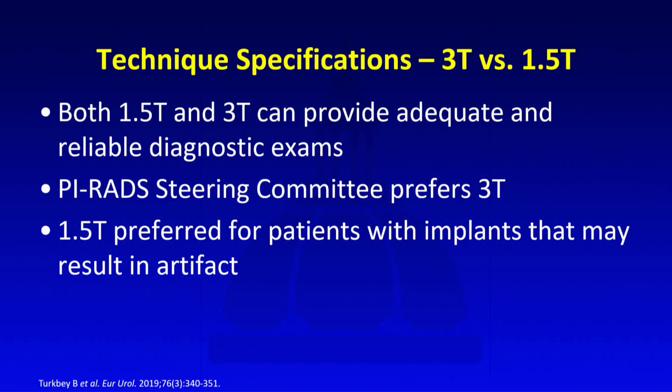What about 3T versus 1.5T? So these days, with the newer technology, both 1.5T and 3T can provide adequate and reliable diagnostic exams. The PI-RADS steering committee prefers 3T because obviously you can get better signal to noise, slightly better images, but in all honesty, 1.5, if you have a new system, works just as well. In fact, 1.5 is preferred for patients with implants that may result in artifact. And in our population, we see a lot of patients who come in with hip replacements, and those will automatically go to the 1.5.